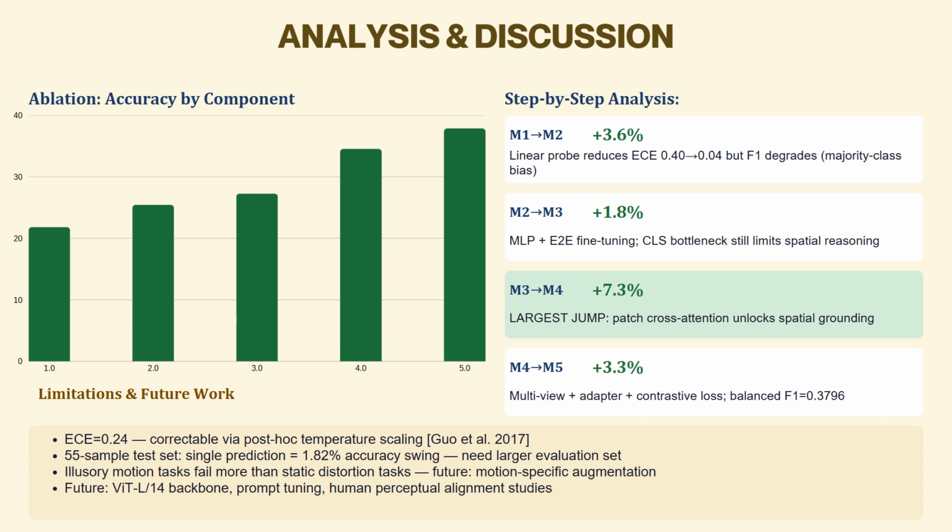But our test set of 55 examples means one wrong prediction shifts accuracy by 1.82%. And the gap to human performance remains substantial: 37.88 versus 91.8.